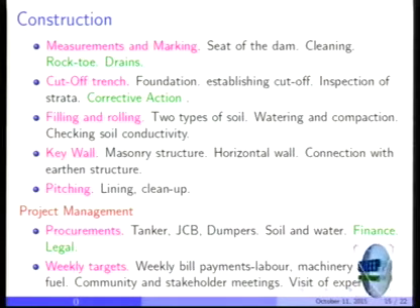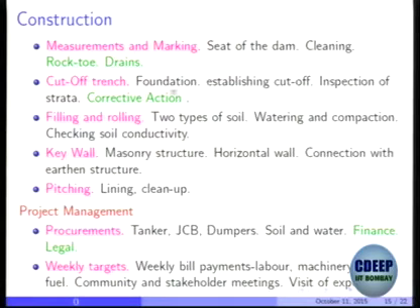You have to clean the seat of the dam completely so that there is no organic matter in it, because that will tend to grow. On the downstream side, the rock toe is created. Along the line, the cutoff trench is dug, and then the construction begins. So first the seat of the dam, the rock toe, and the drains.